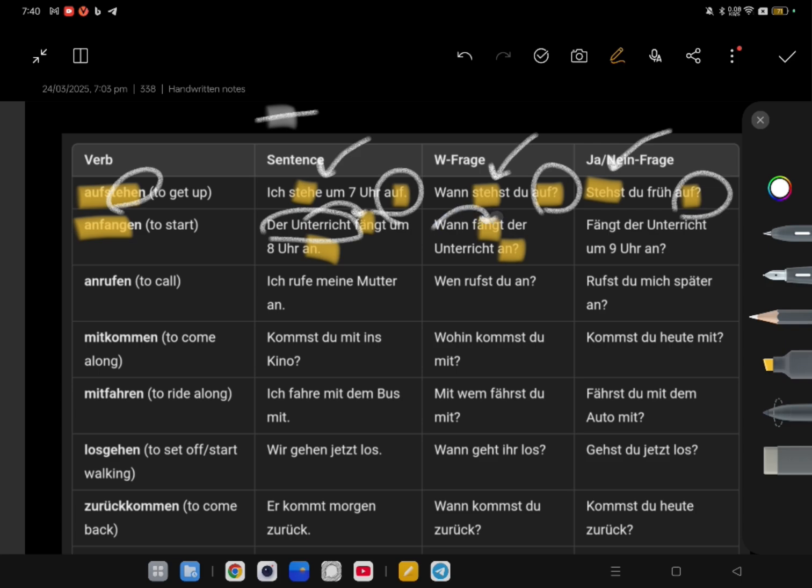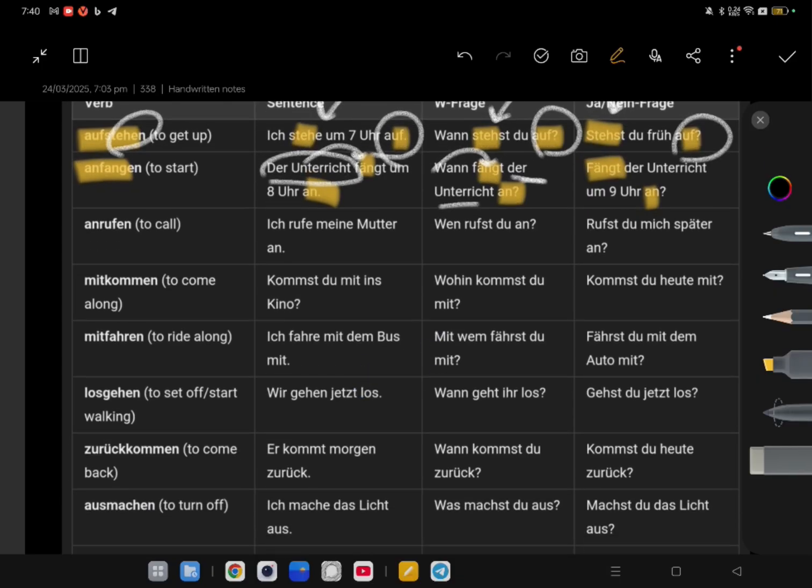Wann fängt, because Unterricht is der Unterricht. Fängt der Unterricht 9 Uhr an? Does your class begin at 9 p.m. or 9 a.m. most probably. 9 a.m. So that was about how the verbs work.